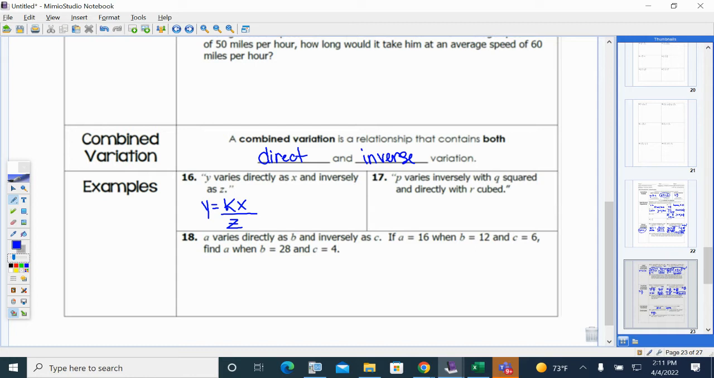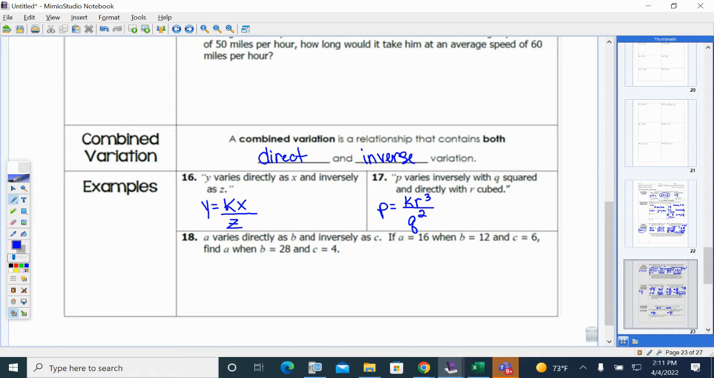Let's look at number 17. P varies inversely with q squared and directly with r cubed. So again, P varies, so P equals. We've got direct and inverse, so I know I'm going to have a fraction. It's inversely with q squared. So the q squared goes in the denominator because that's the inverse part of this, and directly with r cubed, but don't forget your k.